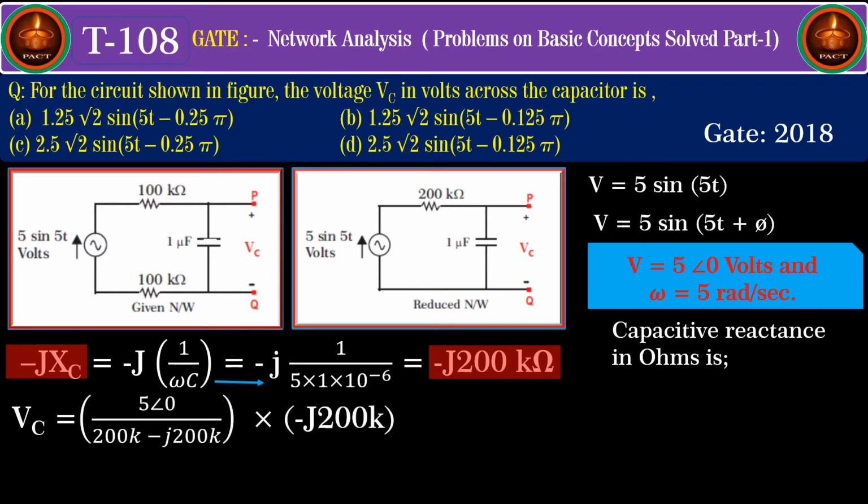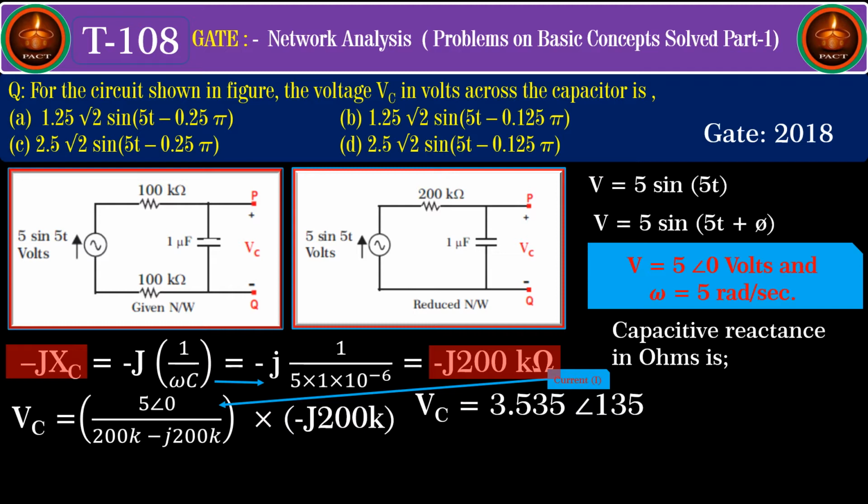So Vc is equal to 5 angle 0 divided by 200K minus j200K. This is the current in the circuit, multiplied by minus j200K, which is the capacitive reactance. So by solving this simple equation, we get Vc is equal to 3.535 angle 135.